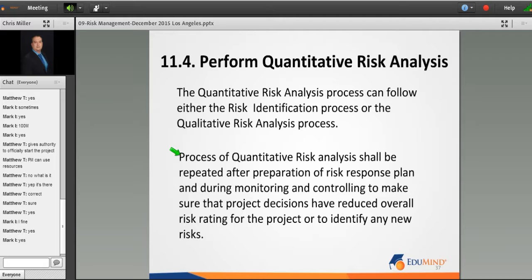So it means that, let's say you've already identified all the risks, right, for a particular project. New risks can pop up. What do you guys think? Absolutely, right?